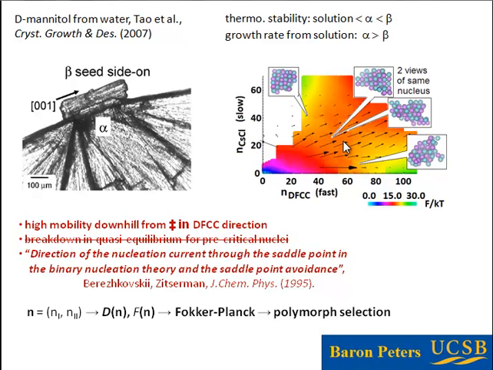Which direction does it take? It takes the direction that could go downhill right now. Why would it wait? There's no barrier. Okay? So this is basically a situation where the polymorph selection is being governed by the anisotropic mobility of the diffusion on this free energy landscape where polymorph selection is occurring.